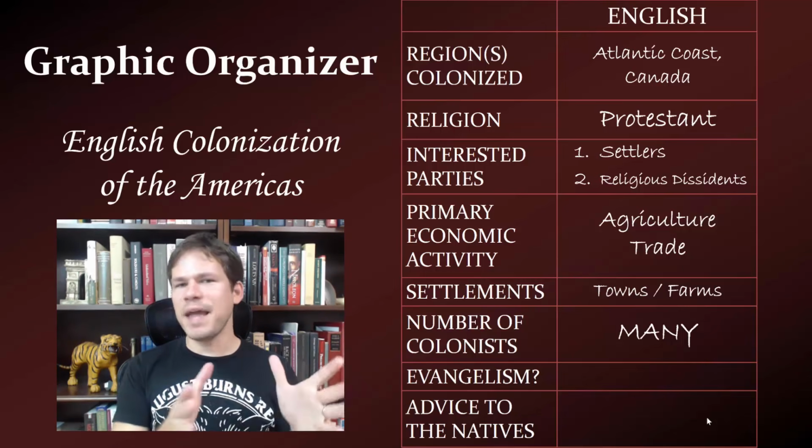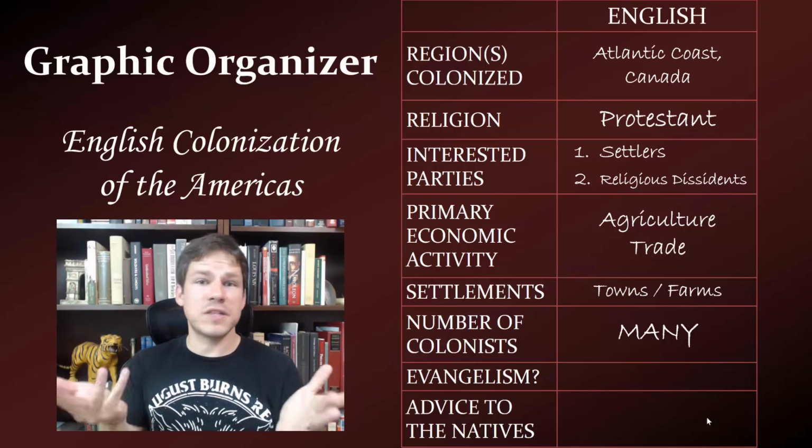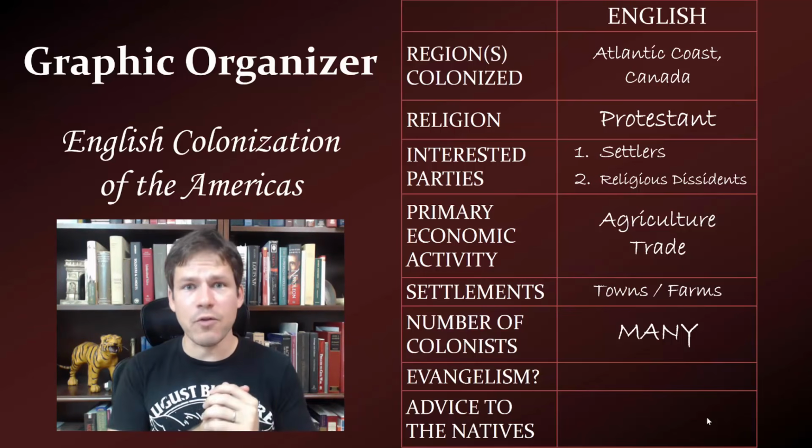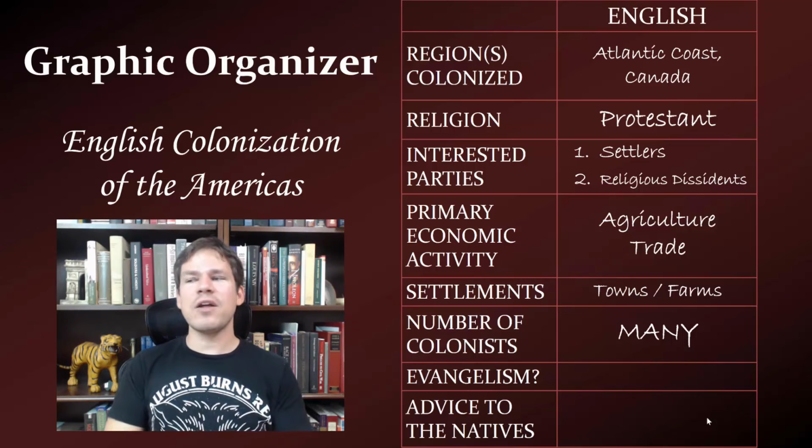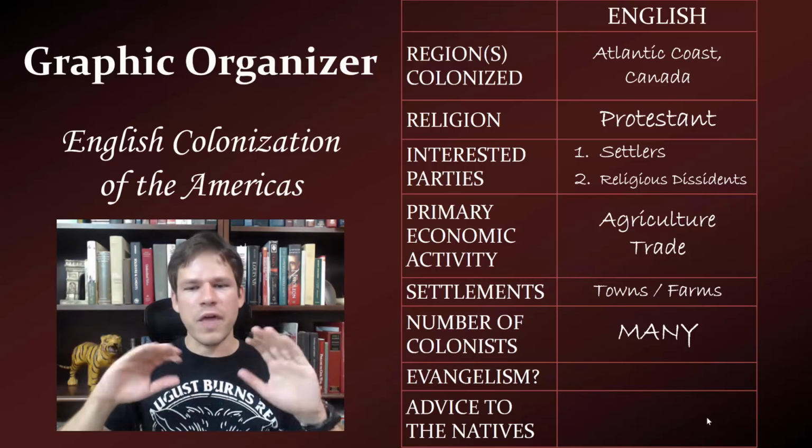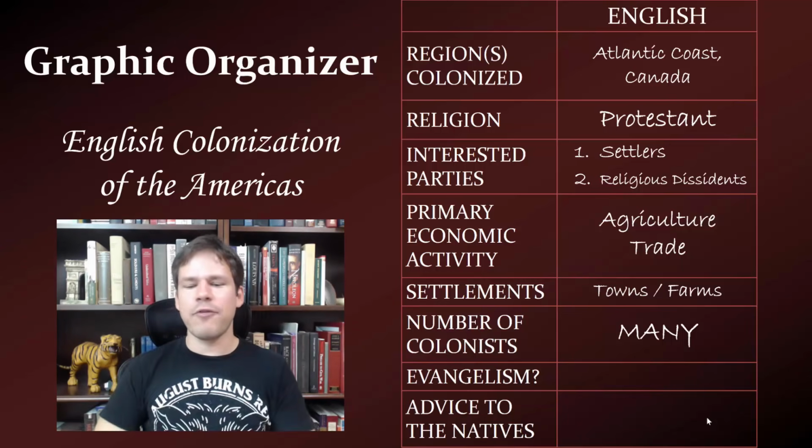Whereas the French and the Spanish sent few colonists. The Dutch sent some colonists. There were some settlers that the Dutch sent, but the English sent more. They came in droves, and that's very important.